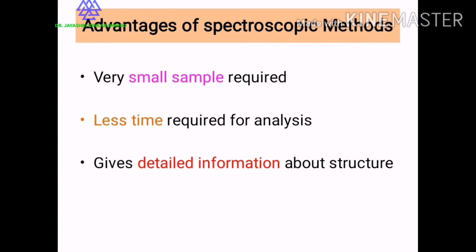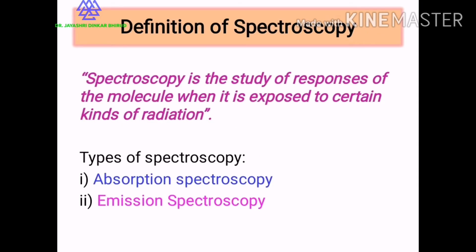For example, stereochemical details and extent of conjugation. In spectroscopy, the compound is exposed to certain kinds of radiation, and the responses given by the molecule are recorded in the form of a graph known as a spectrum. By analysis of the spectrum, we can determine the structure of an unknown compound.